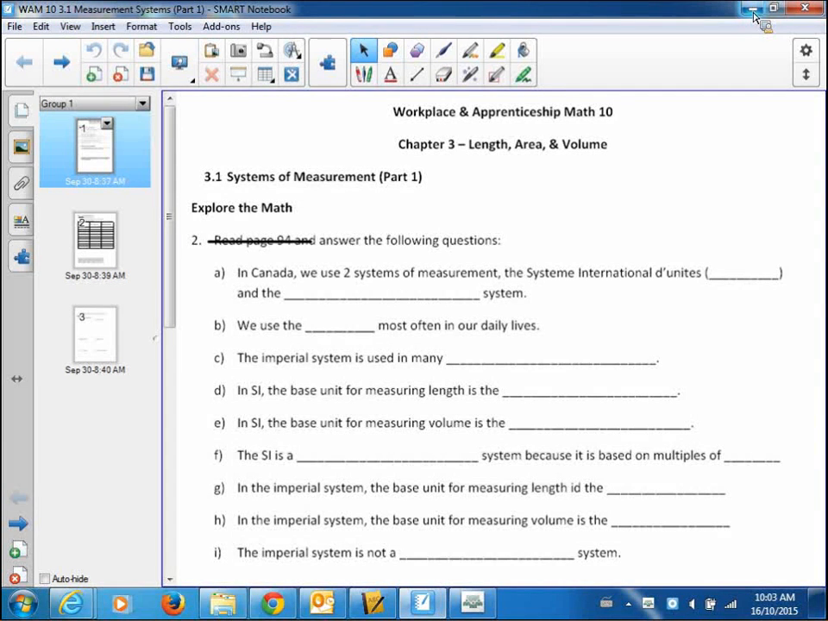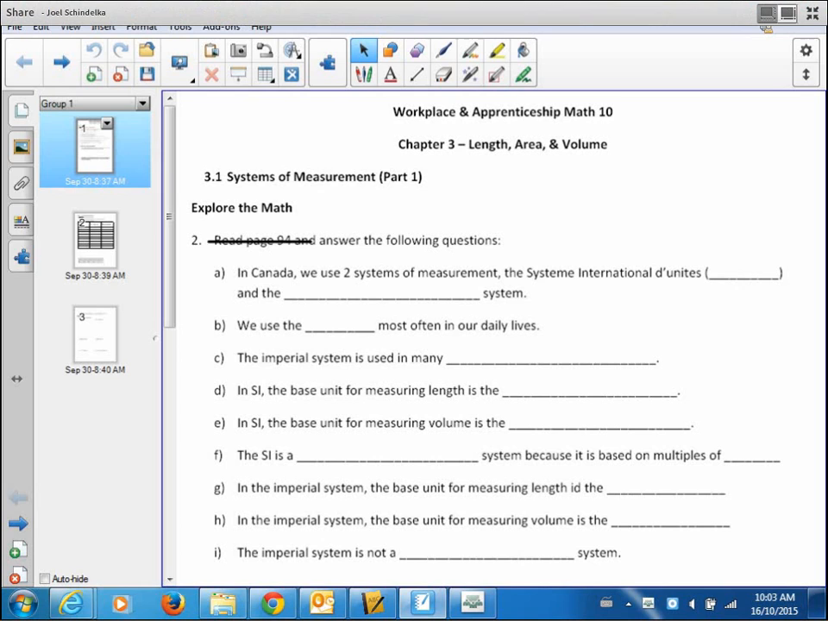Measurement systems here. In Canada, what's meant when they say SI units and imperial units? That's the first thing we have to understand. So in Canada, we use two systems. System International, now that's French. But they call those SI units. Right? And usually you call them metric too.